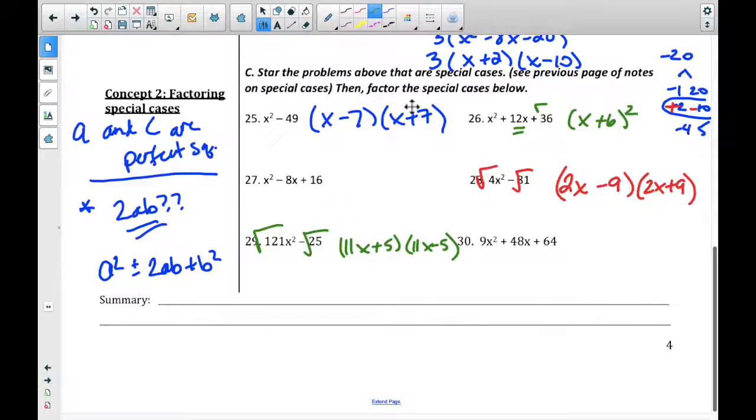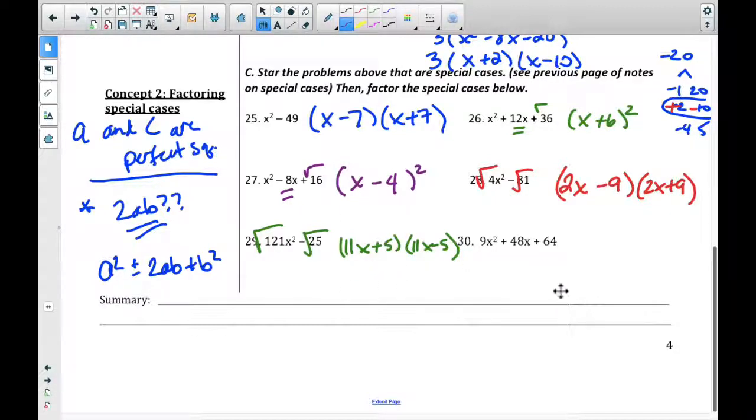Let's look at number 27. Okay, a similar deal. It was a trinomial. It's going to get shorter. It's going to be one binomial squared. We're looking at the 16, but notice there's a minus there. So it's going to be x minus 4 quantity squared. And again, you could check it by multiplying it out. Once again, the middle term is 2ab. 2 times x times negative 4 is negative 8x.